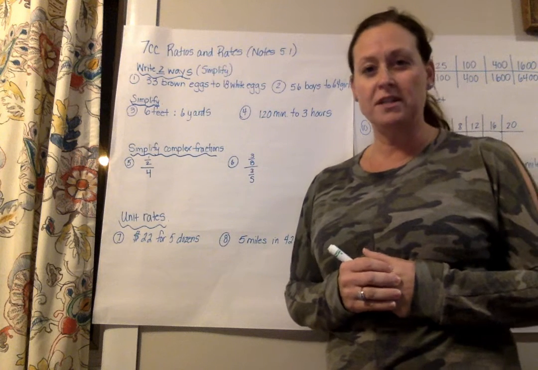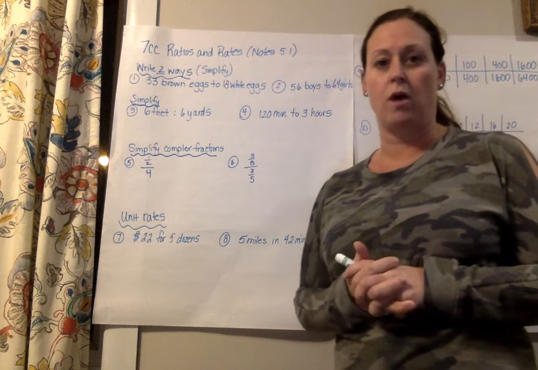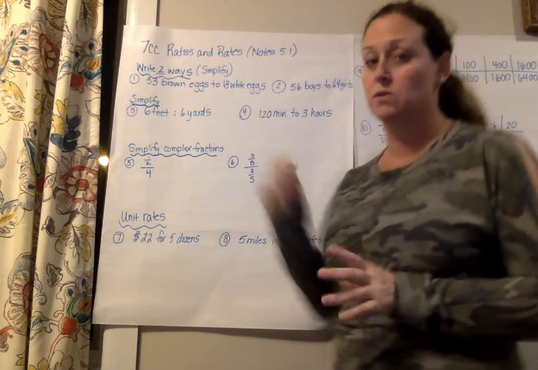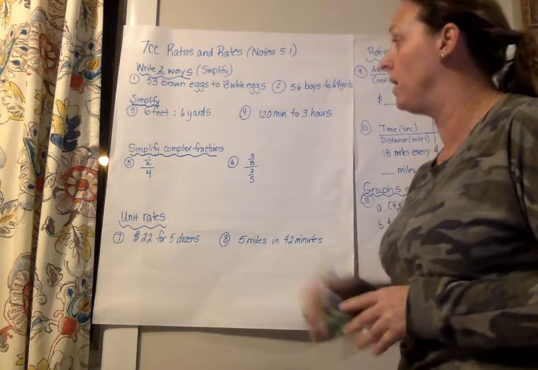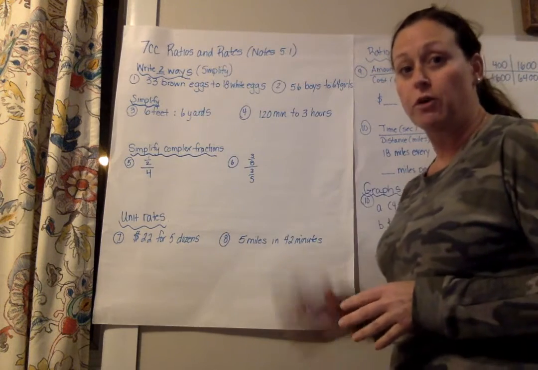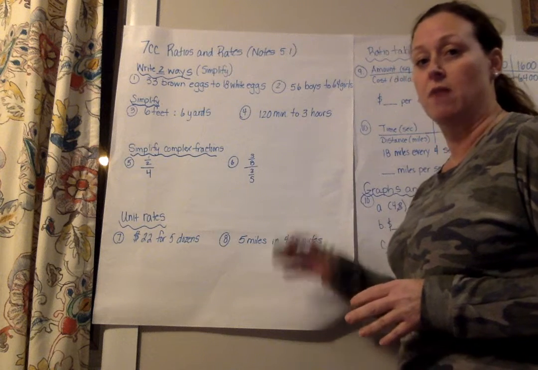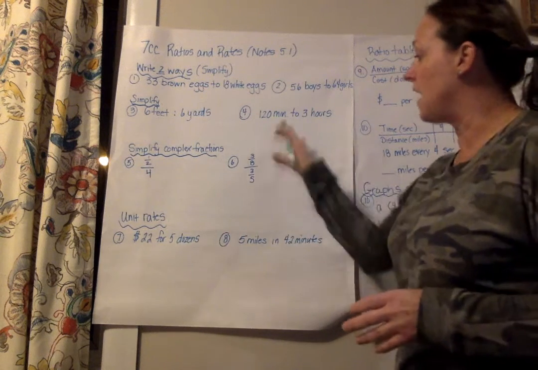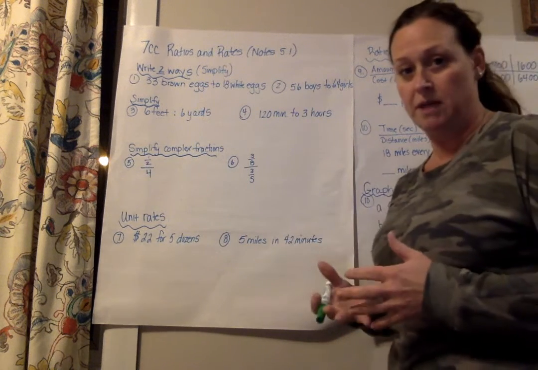Hi everybody, we're going to take notes from the 7th grade Common Core ratios and rates, and this is notes from lesson 5.1. The sheet has been provided for you, so please copy down what I write down. You won't need to copy the rest of it down because it should already be on your sheet.